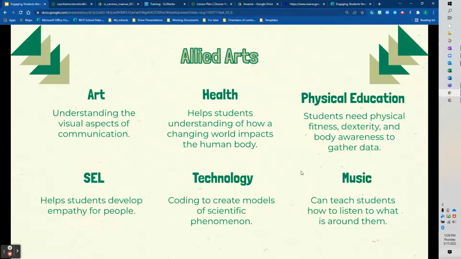Then there's the technology, right? Coding is such a fantastic and powerful tool. And for science, modeling is a very important piece of science. So citizen science, again, that modeling piece can be a big part of that.